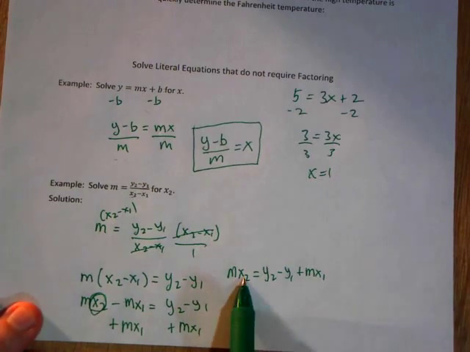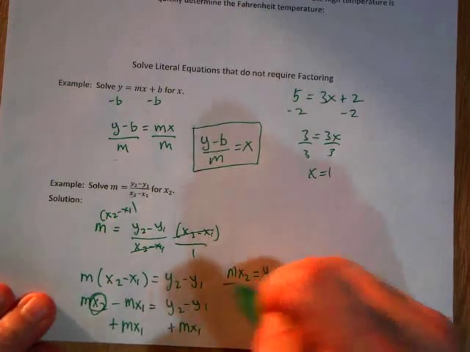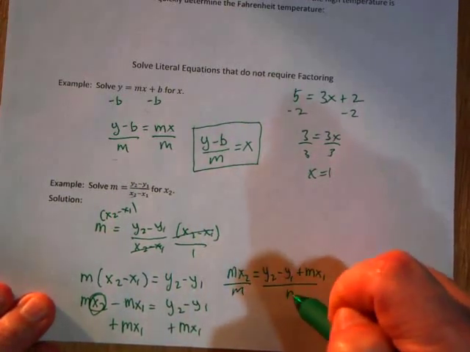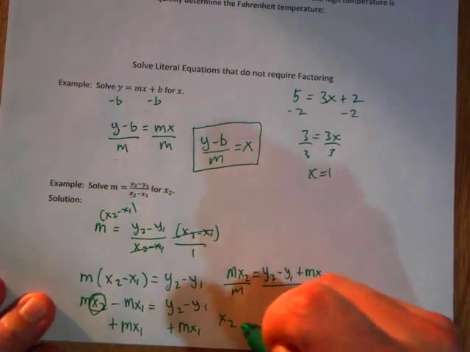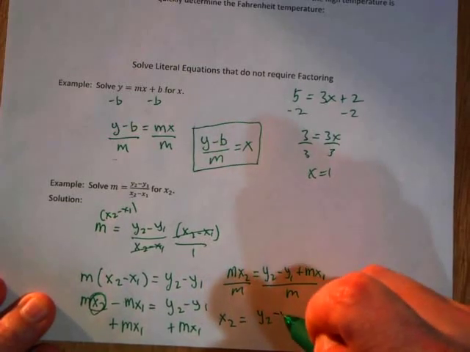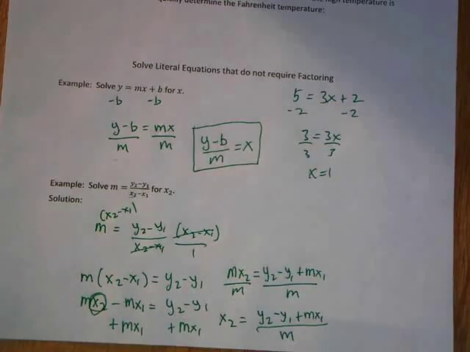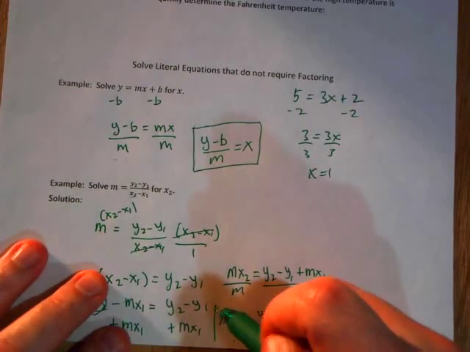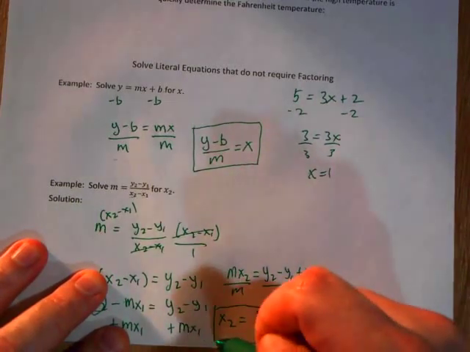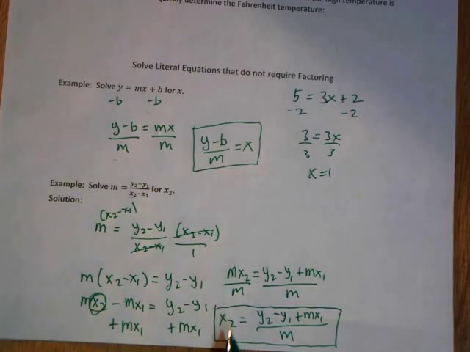Finally, to get the x2 all by itself, we notice it's connected to something by a multiply. To get rid of a multiply, we do a divide. So our answer would be x2 is y2 minus y1 plus mx1 all over m. Kind of a long answer. But again, notice that we have solved for x2, meaning we have x2 over here all by itself, a bunch of variables over here, but none of them with an x2.